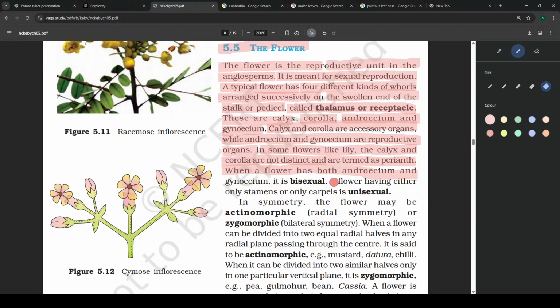When a flower has both androecium and gynoecium, it is bisexual. When there are both male and female reproductive organs in a flower, it is a bisexual flower. A flower having only stamen, that is the male reproductive organ, or carpel or pistil, that is the female reproductive organ, is called a unisexual flower.